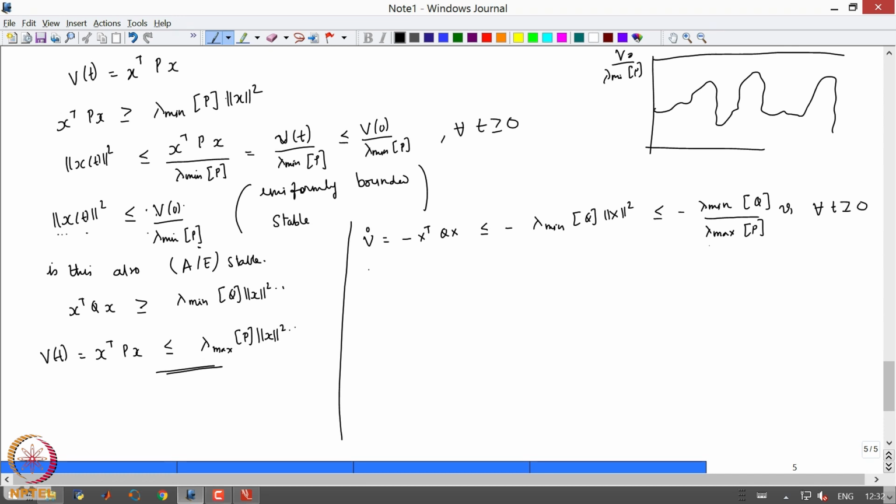Okay. So, this will be a number: the minimum eigenvalue of Q, which is known, and the maximum eigenvalue of P, which is known. Let me call this mu. So, I have V dot is less than or equal to some number mu times V of t. Now I have a differential equation in V which looks like this: V dot of t is less than or equal to mu V of t.